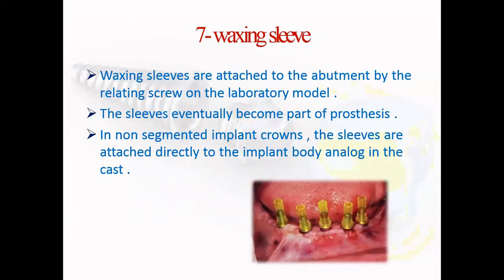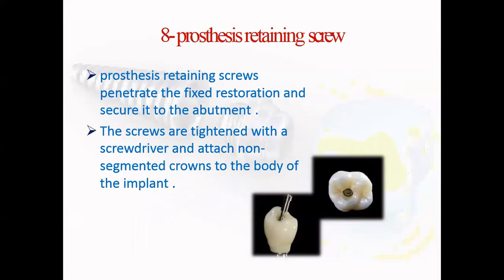And we have a waxing sleeve to cover the abutment to eventually become a prosthesis. In a non-segmented implant crown, the sleeves are attached directly to the implant body analog in the cast. And we have the screws which retain the crown. If we do screw retained implants, these are part of a prosthesis. But if you do cement retained crowns, we get a normal crown which we lute with the abutment in the patient's mouth.